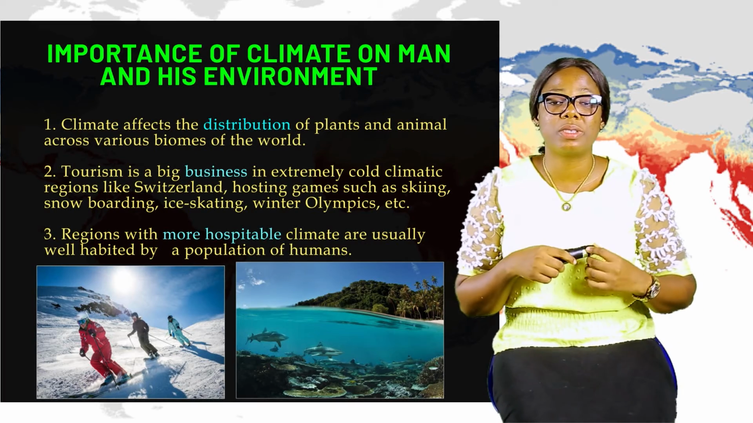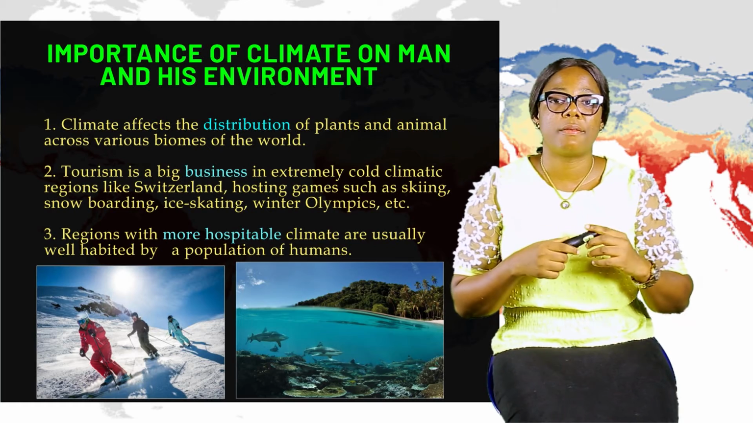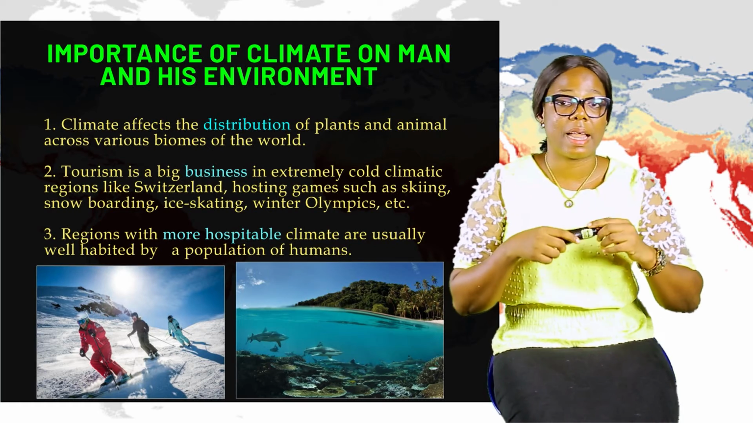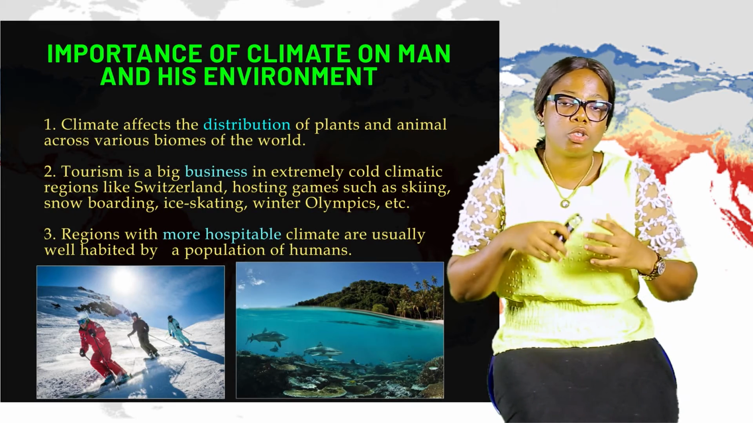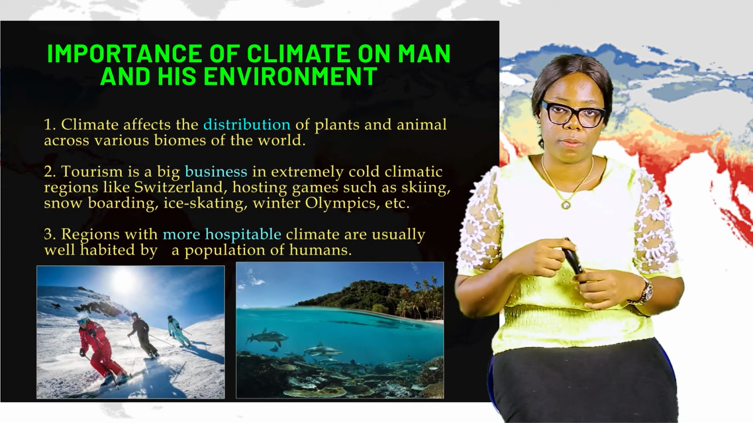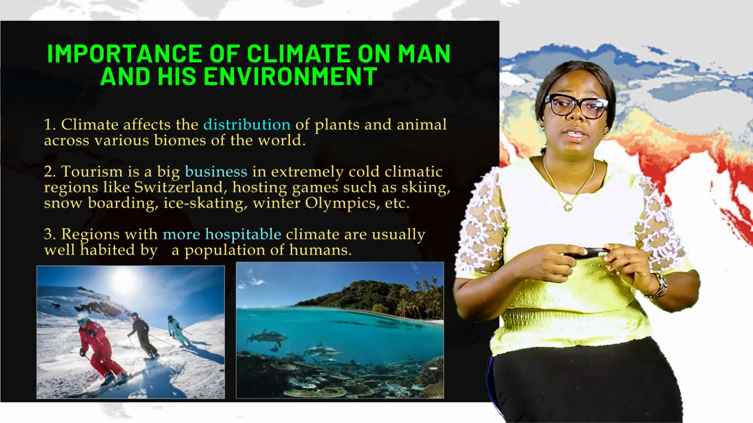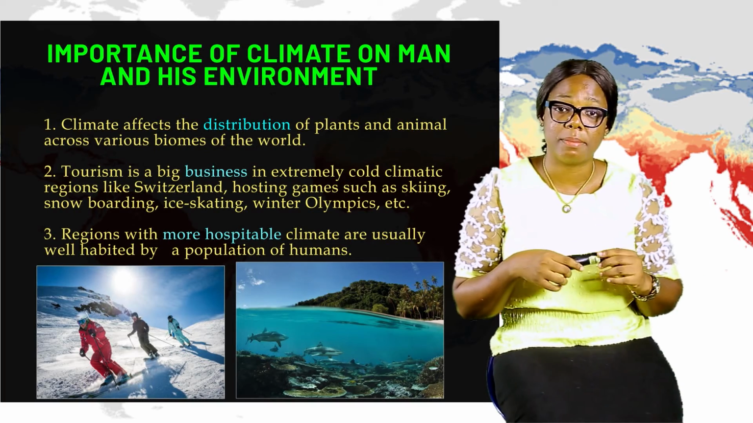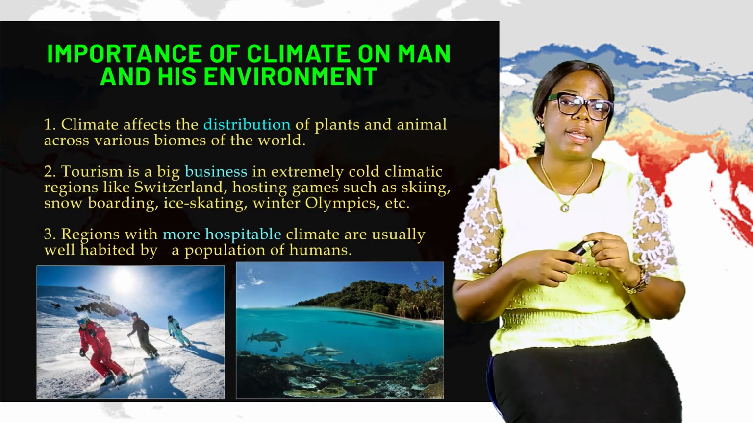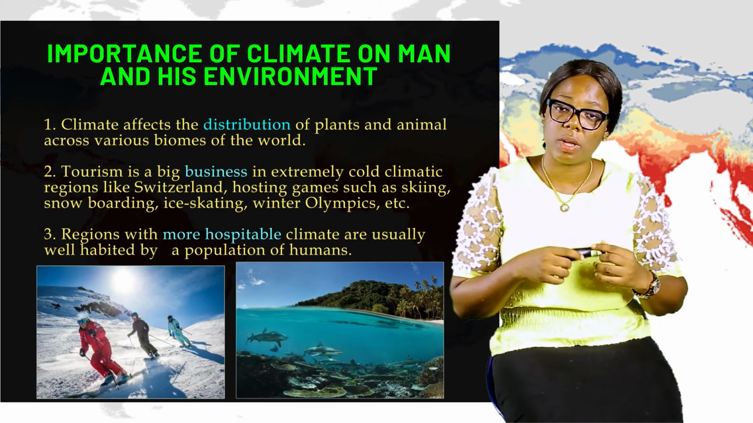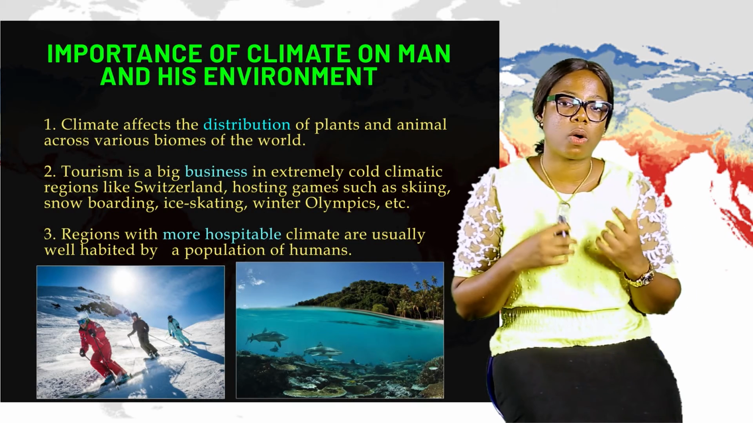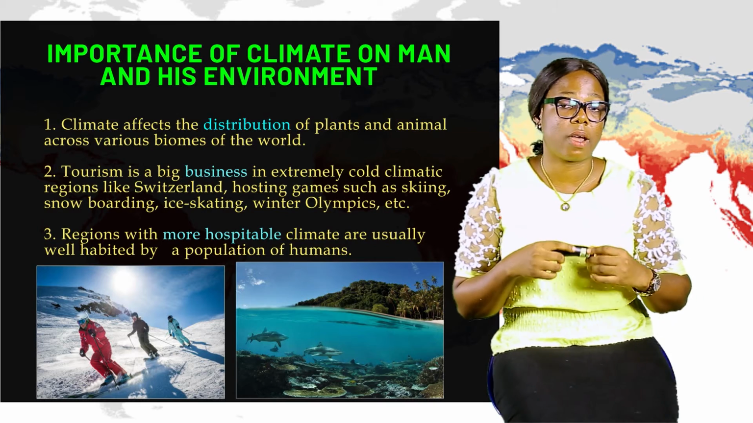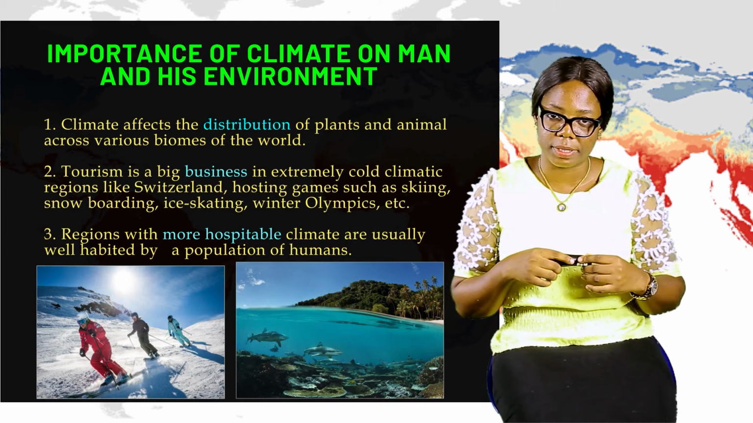This is because those areas are very cold and favorable to their existence, while elephants and antelopes are found in the more tropical regions of the world. Secondly, countries such as Switzerland and Denmark are into hosting games such as snowboarding, ice skating, and even the Winter Olympics because of their cold climatic region. This has helped in boosting their economy through tourism.